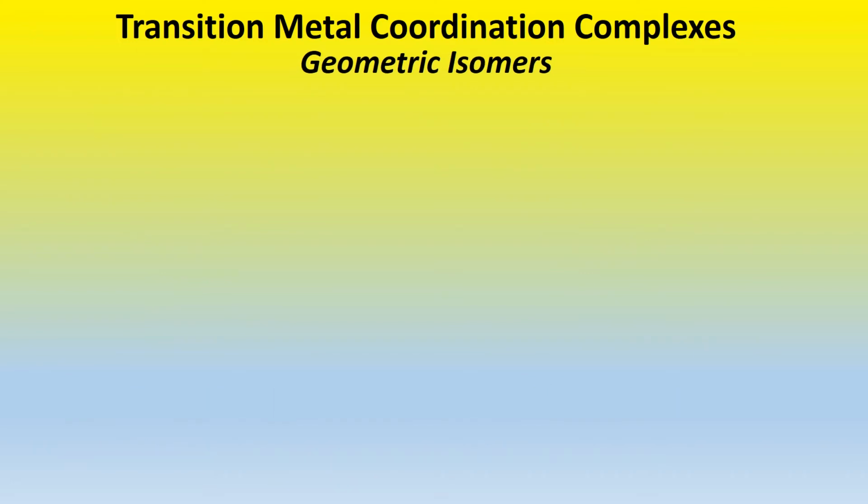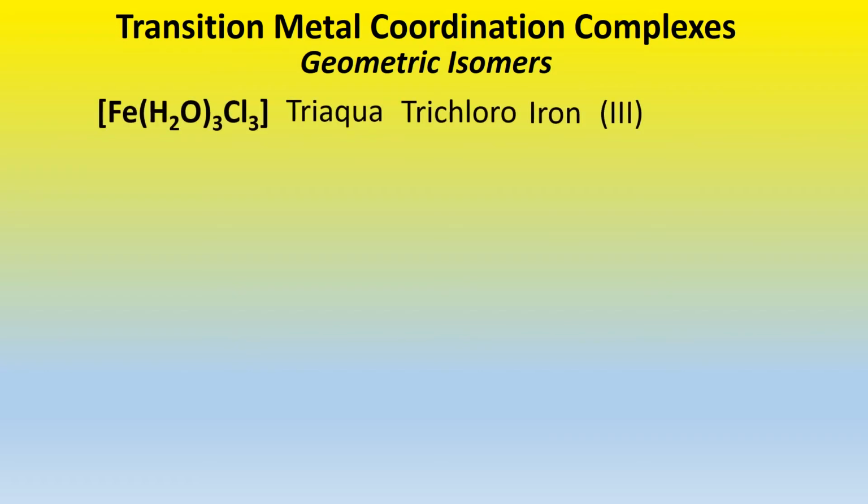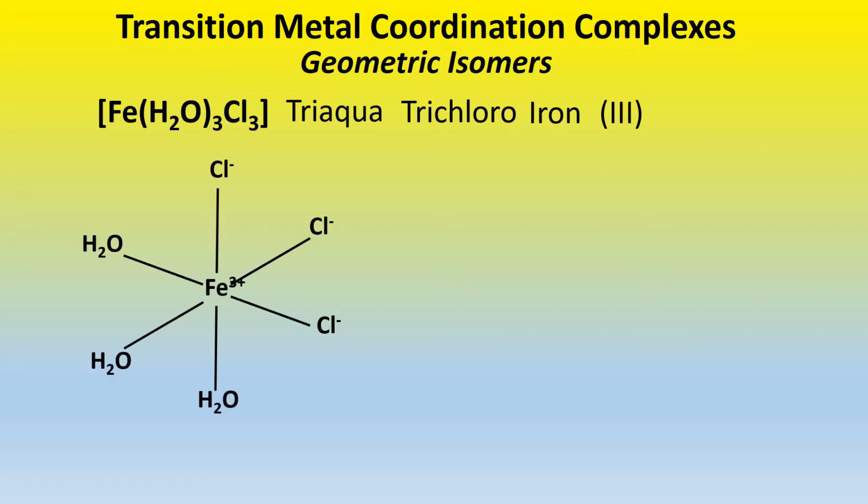Other geometric isomers are also possible. Take, for example, the complex Fe(H2O)3Cl3. Three waters before chlorine alphabetically: triaqua, trichloro, the entire charge is 0, iron 3. Shown is one way to draw this complex.